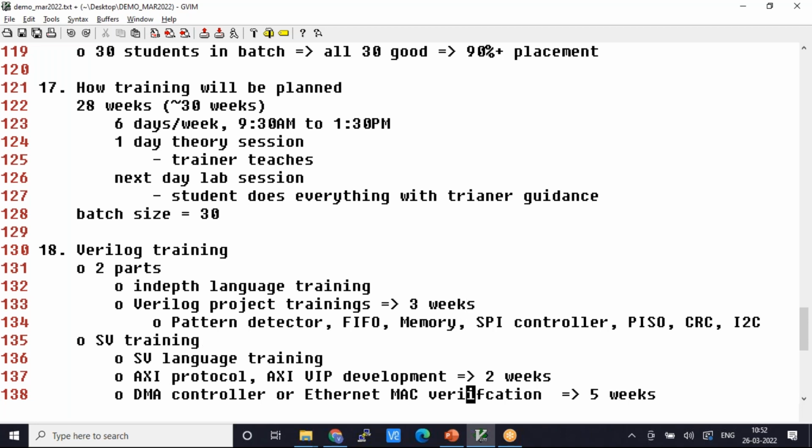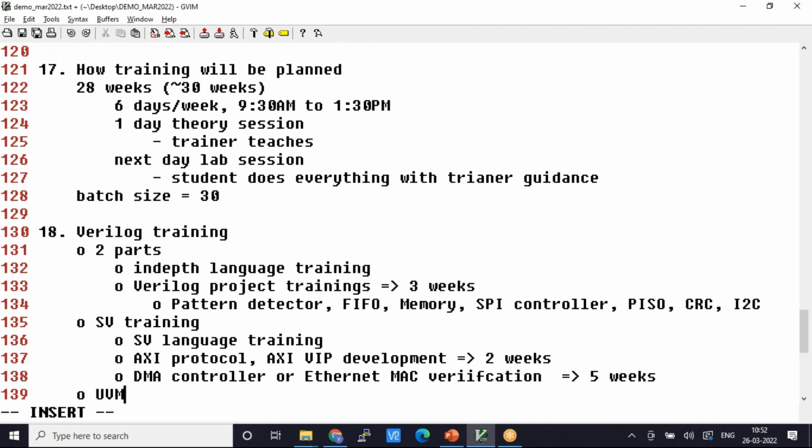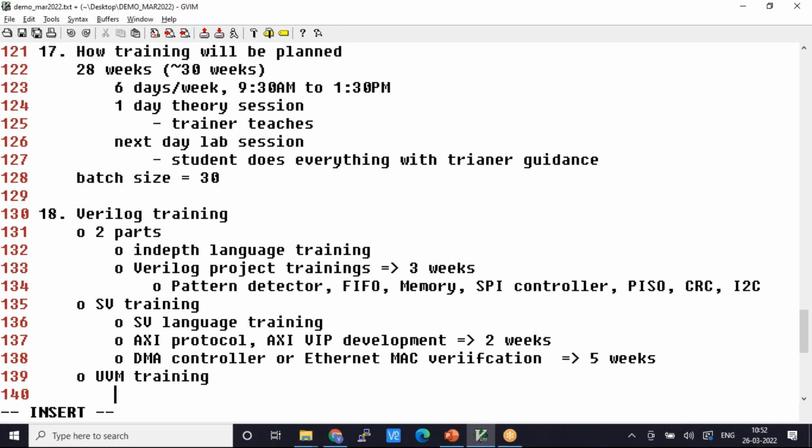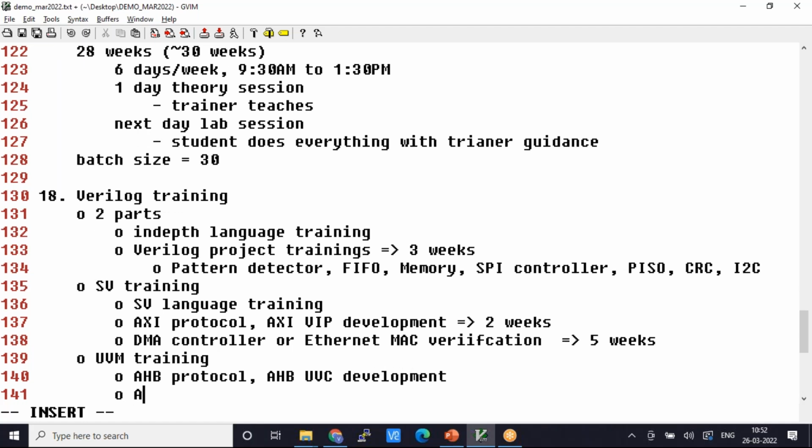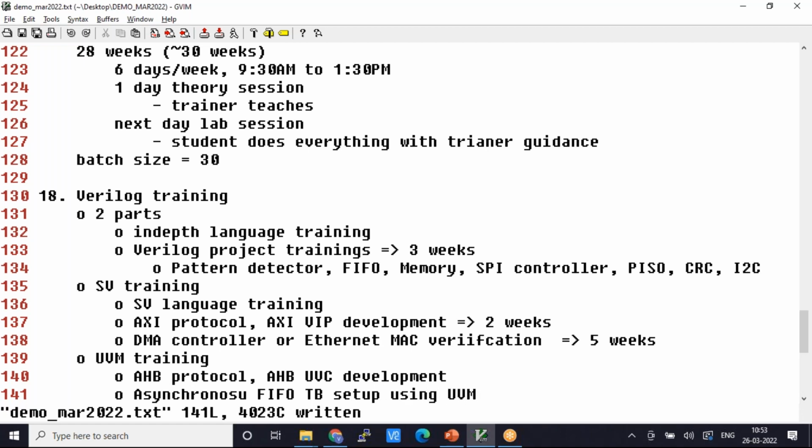And when it comes to UVM, we teach AHB protocol and AHB UVC development. One is asynchronous FIFO test bench setup using UVM. Now, where the duration is actually getting increased is these additional things we do.